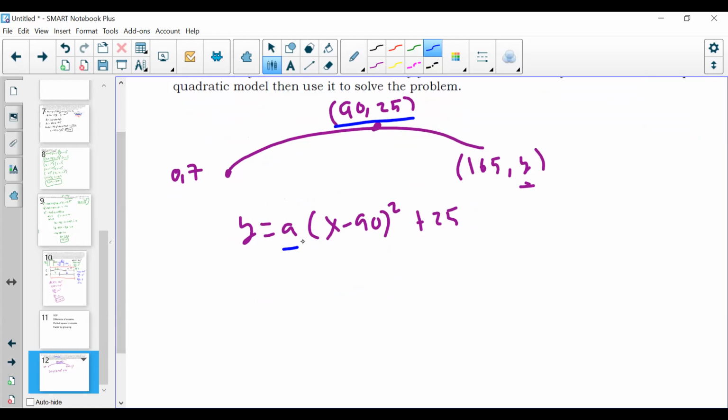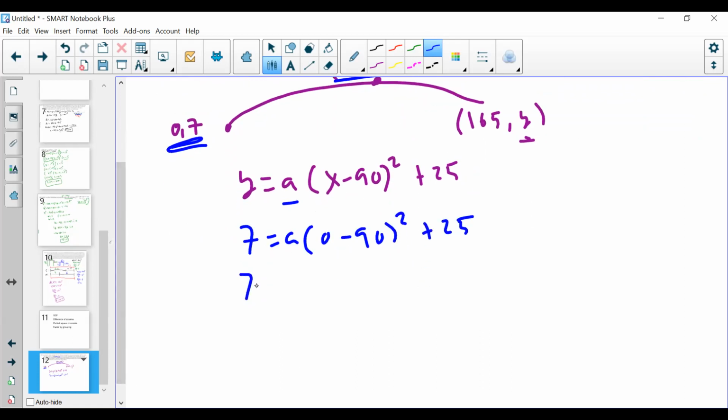I cannot use the vertex because I'll go over that in a second. Let's finish this problem first. All right, so here I need to solve for a. I cannot use the vertex because the vertex will just cancel everything out. What I need to use instead is 0, 7. So 7 equals some a value times 0 minus 90 squared plus 25. So 7 equals a times negative 90 squared. That is negative 810.